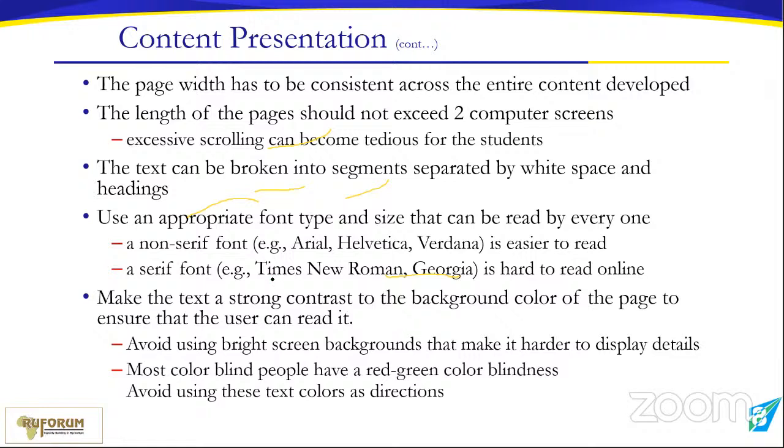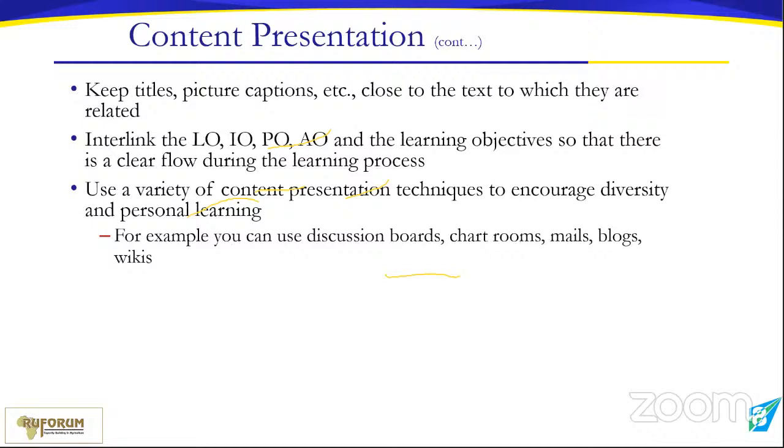I've said most colorblind people have red-green color blindness. So most of us indeed have challenges. If you have too much color, red-green is a really clear example. Avoid using these text colors as directions, because people will get lost. So keep your titles, pictures, and captions close.